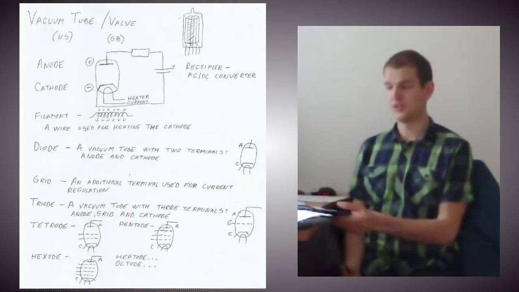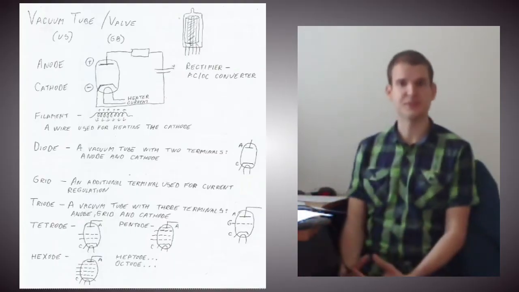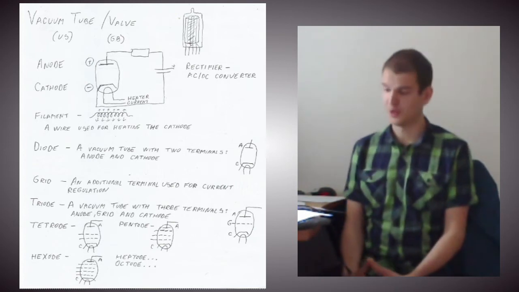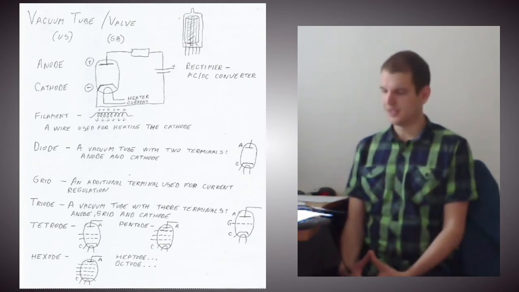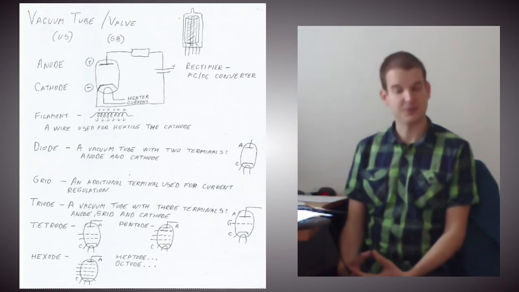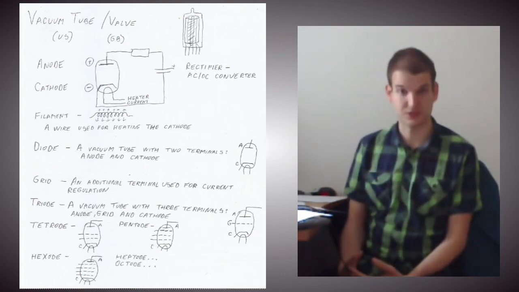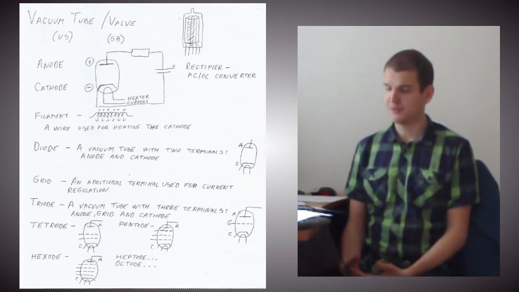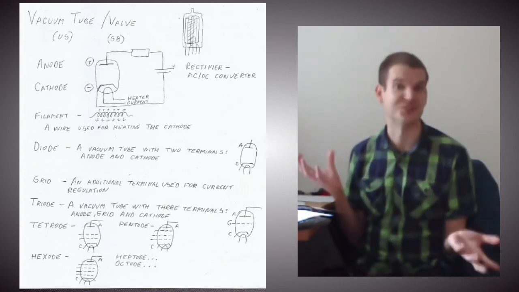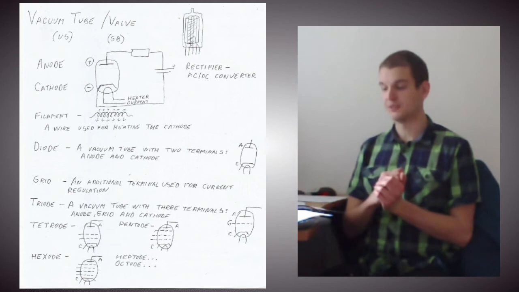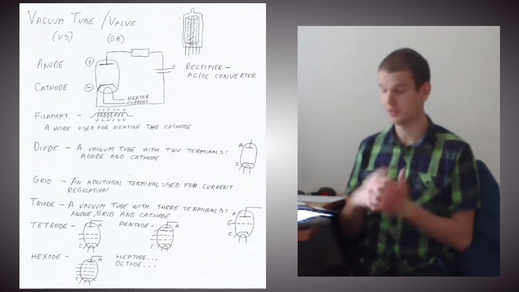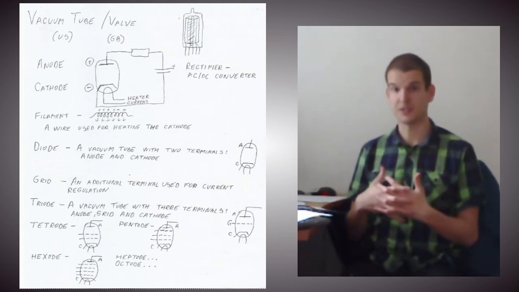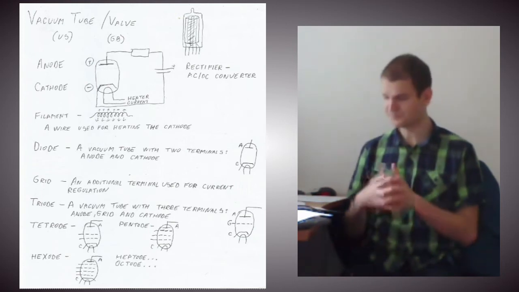So we have anode and a cathode, a positive and a negative pole of this device. Then we have filament, which is a wire used for heating the cathode. And the vacuum tubes can have many versions, let's say. So we have the basic version called diode, which is a vacuum tube with two terminals, anode and a cathode.